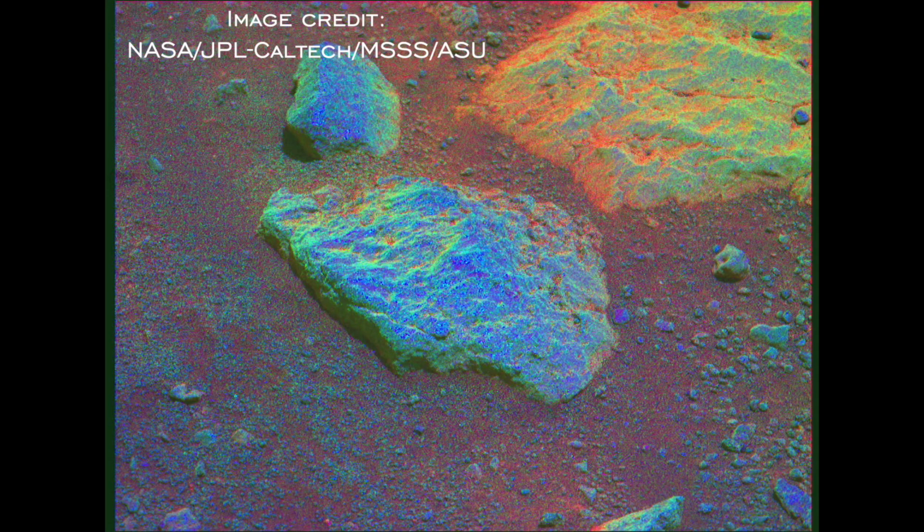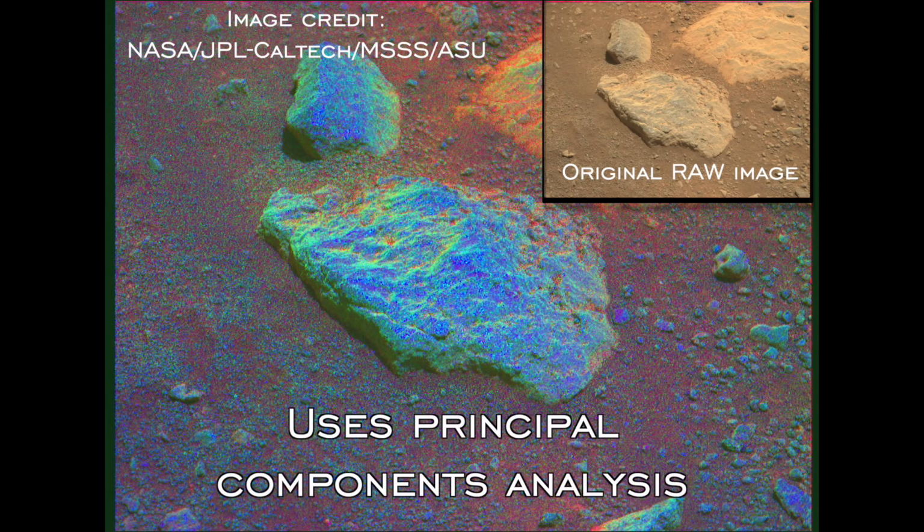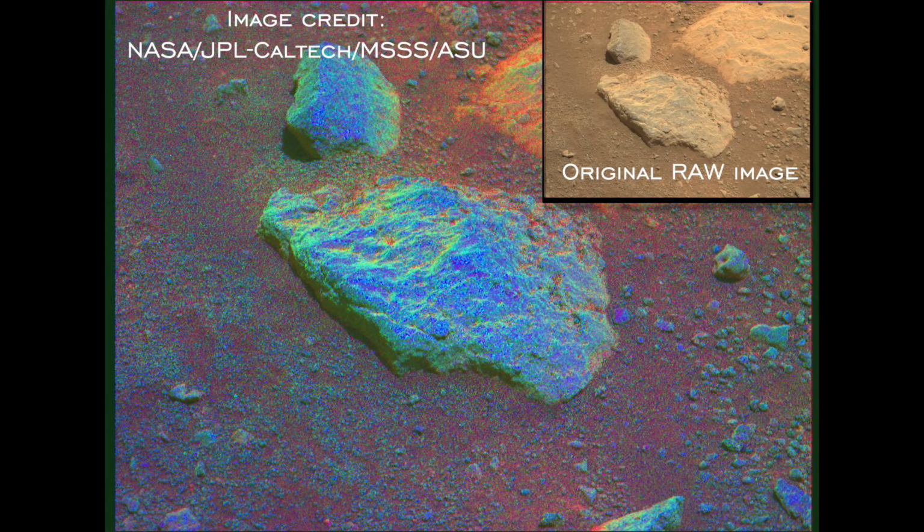Let me show you one. This is a false colour image of a Mastcam-Z data product made by one of the science support team. This particular product is known as a decorrelation stretch. This decorrelation stretch uses principal components analysis to exaggerate changes in 3 different wavelengths within the spectrum of visible light.